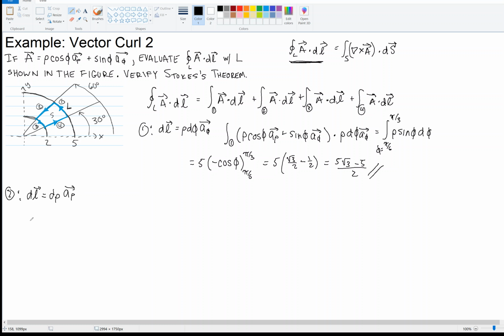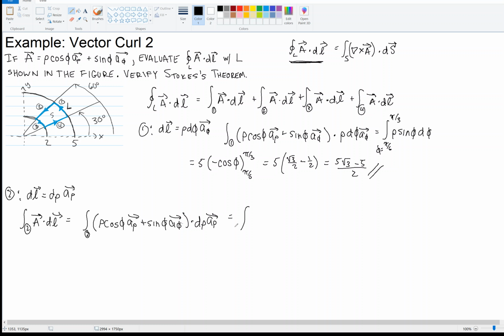Okay, so now we're going to evaluate A dot dl. Again, A is rho cosine phi a rho plus sine phi a phi, dotted with d rho a rho. When I dot a rho with a phi, those are orthogonal, so I get 0 there. And when I dot a rho with a rho, I get 1. I left off the bounds here, so let me just put 2.